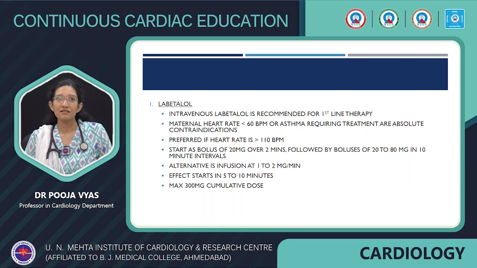When there is asthma or maternal heart rate is less than 60 beats per minute, these are absolute contraindications. We should start with a bolus of 20 milligram over 2 minutes, followed by boluses of 20 to 80 milligram at 10 minute intervals. We can even start an infusion at 1 to 2 milligram per minute. The effect usually starts in 5 to 10 minutes, and the maximum cumulative dose for IV labetalol is 300 milligram. So this is the first line of therapy, labetalol.